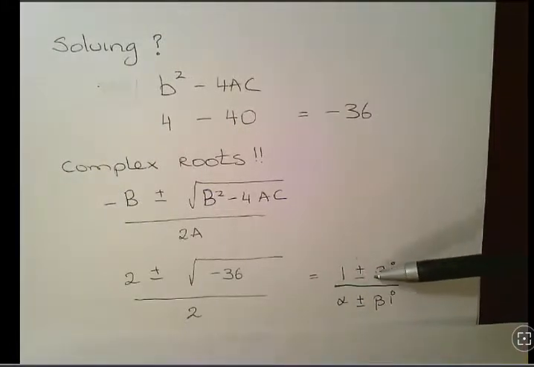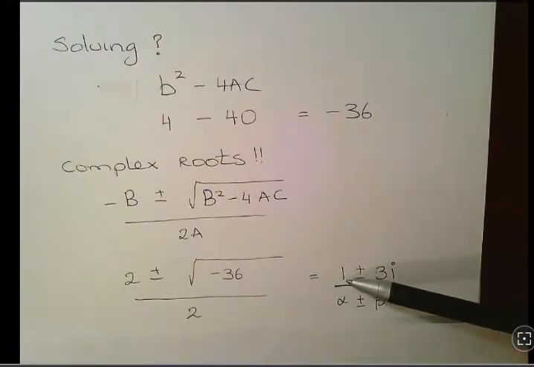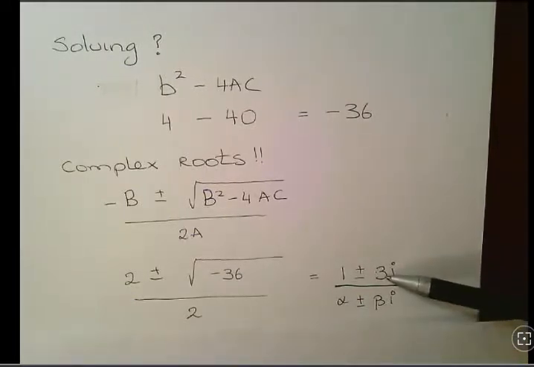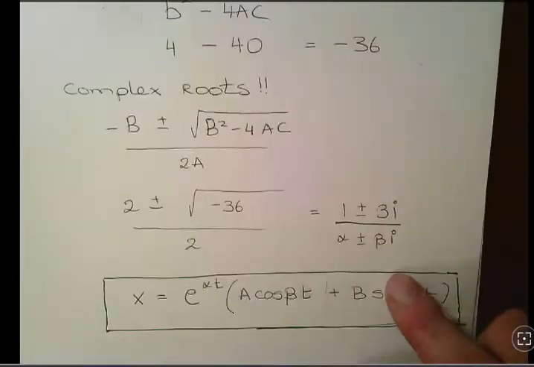Okay, so when we calculate that out, we get 1 plus or minus 3i. Sorry, I made that look like a fraction, but it's actually not. What I'm going to state is we have a real component here, alpha, so alpha is equal to 1, and a complex component, beta, which is equal to 3. So alpha is equal to 1, beta is equal to 3. We use this in our expression accordingly.